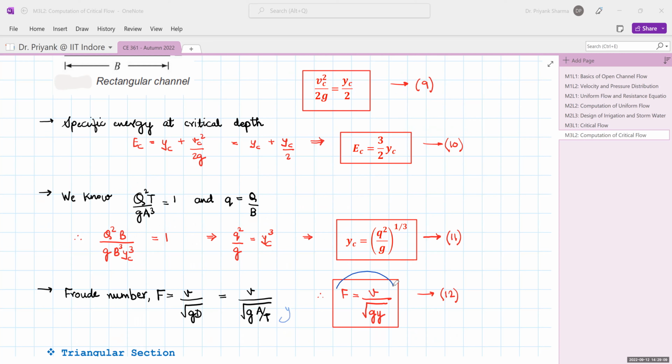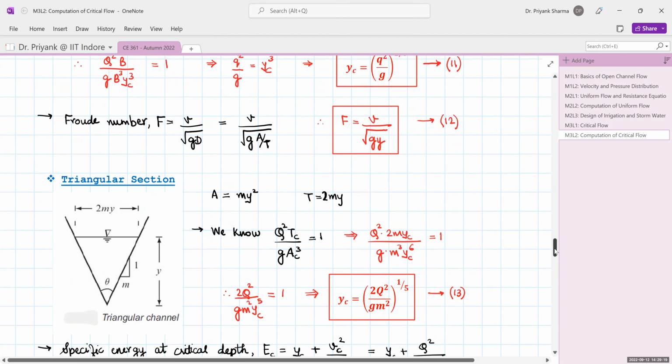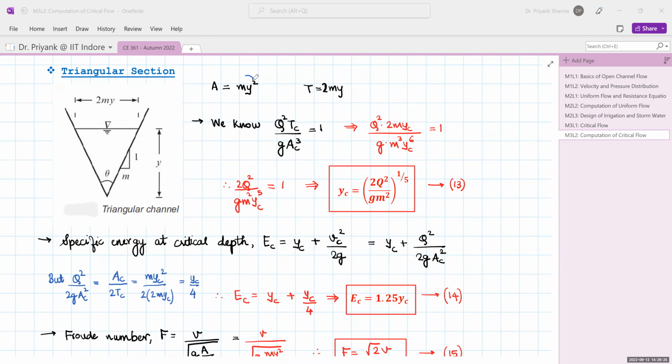So Froude number is V upon under root gy. So that is the Froude number for your rectangular channel. Okay, now let us see for the triangular section. So the cross section properties for the triangular section: the area is equal to m y square, where m is your side slope, and the top width is equal to 2my.